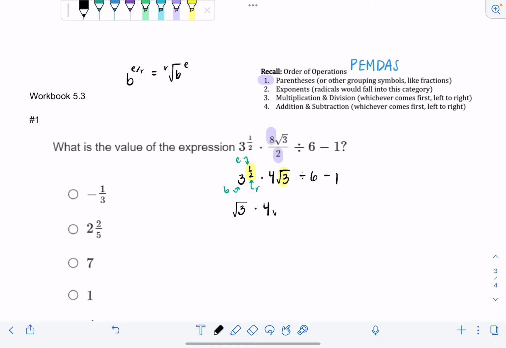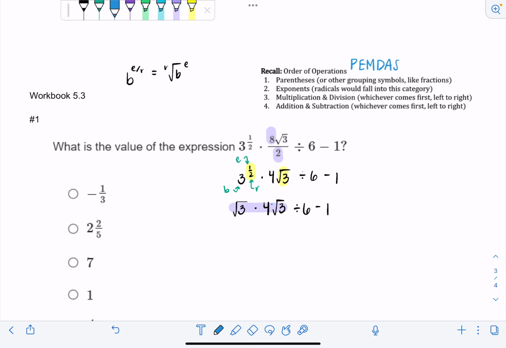So times 4 times the square root of 3 divided by 6 minus 1. And then now I have some multiplication and division and then subtraction. So multiplication and division we'd have to approach next. We would go left to right. So my multiplication comes before my division. And then technically this whole thing is being multiplied together because this is like a 4 times root 3.